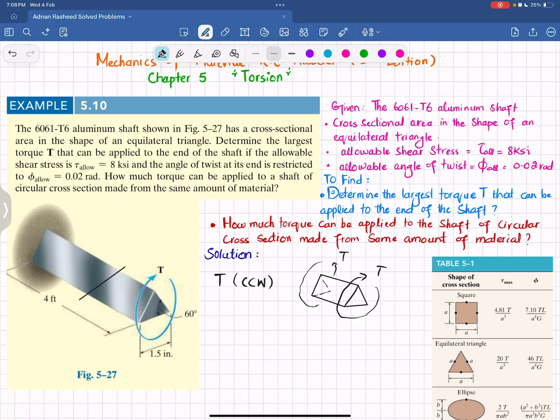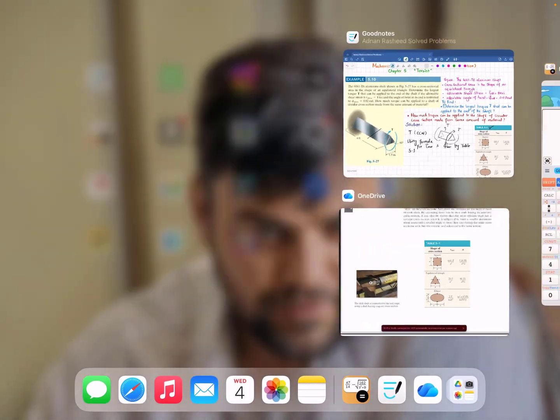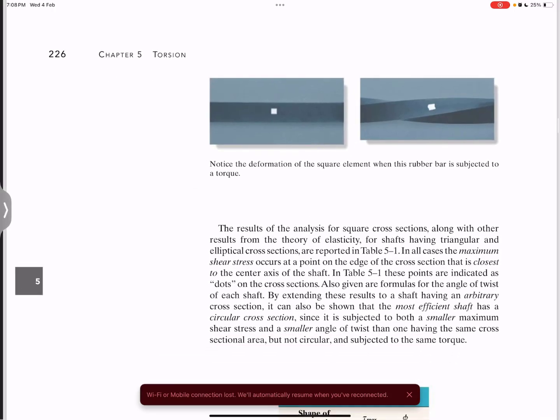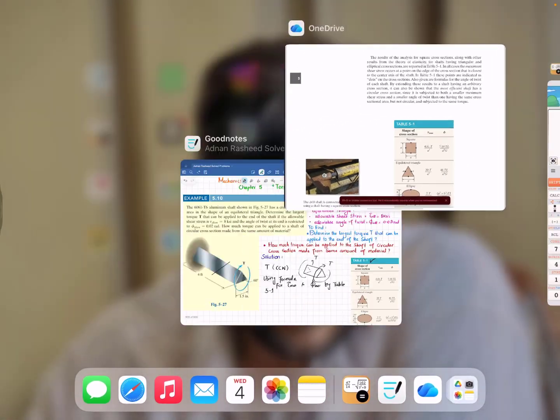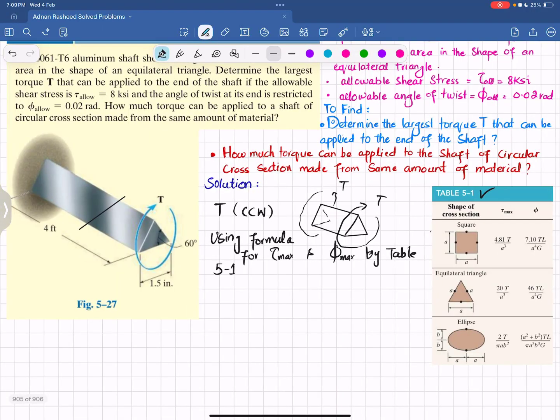Now we use the formulas for tau max and maximum angle of twist from table 5.1, that is pasted over here. You can see this is table 5.1 that is available in the book. I can also show you, this is available at page number 226. So you can see here we have three shapes: square shape, equilateral triangle, and ellipse. So our shape is the equilateral triangle.